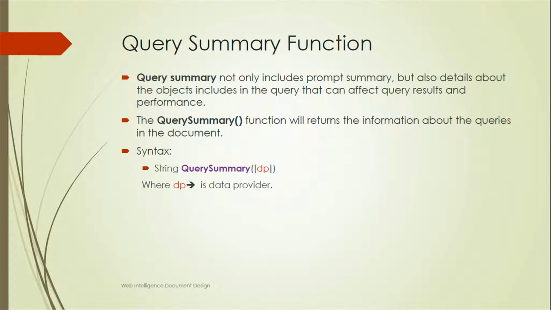Then the QuerySummary function. It will not only include the prompt summary but also details about the objects included in the query that can affect the query results and the performance. It returns the information about the queries in the document. Suppose some queries are used and we want to see which objects are retrieving this data, or which query is giving this data. At the time of fixing critical issues, we may need to check the query of that particular object, and at that time you can use the QuerySummary function.